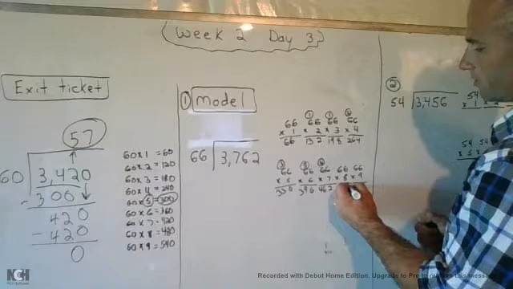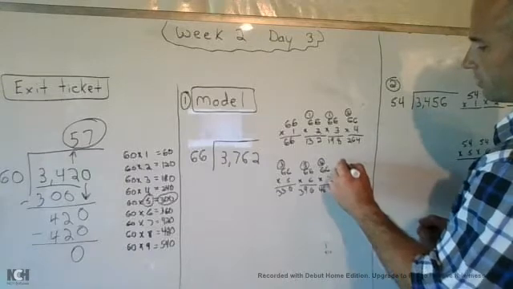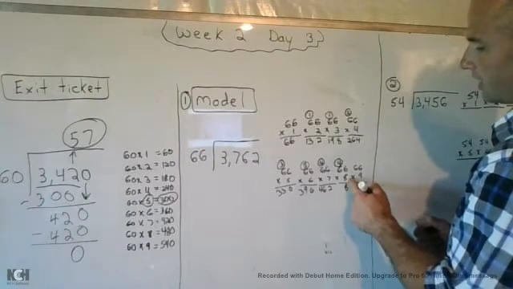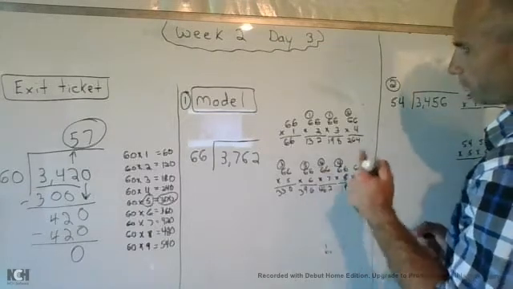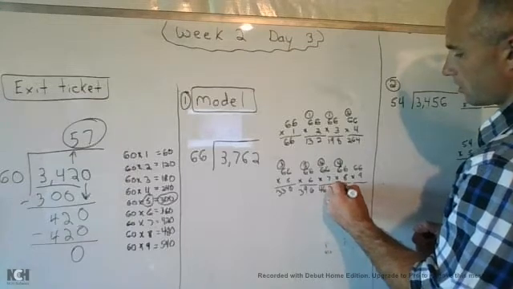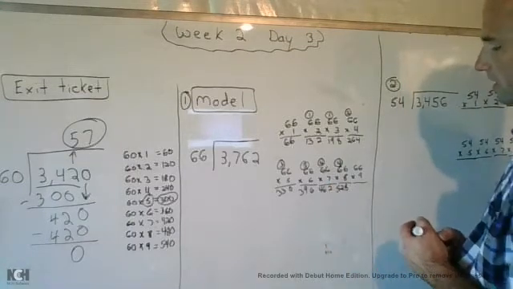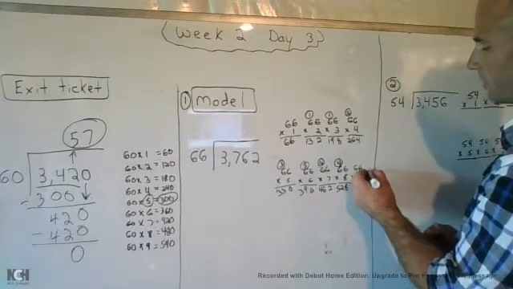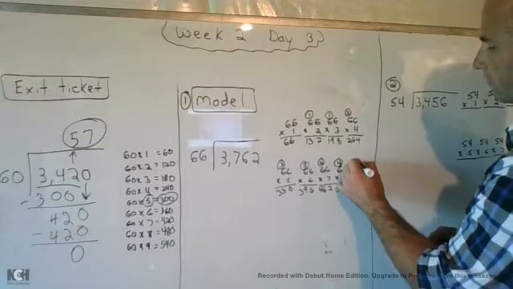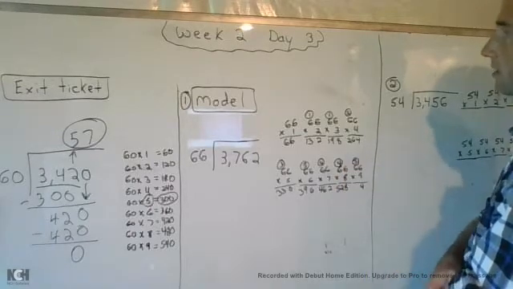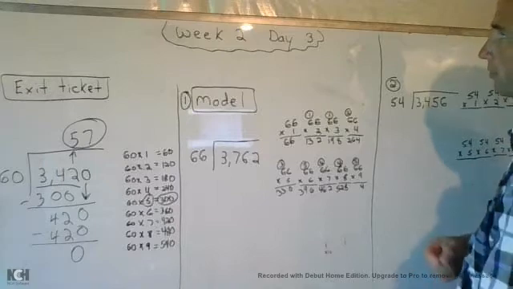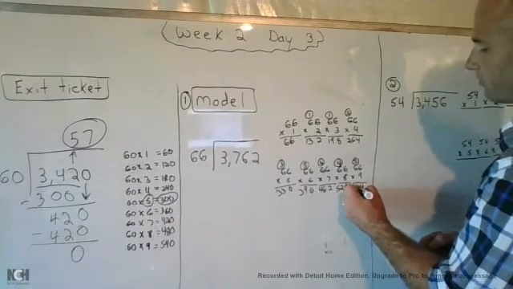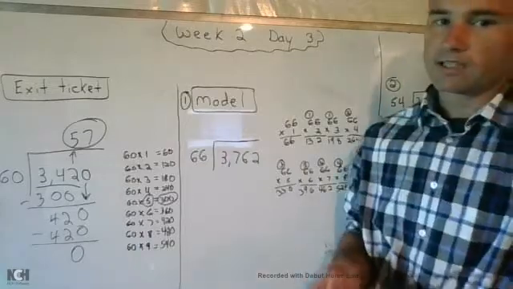66 times 8 equals, I'm going to say this out loud, 6 times 8 equals 48. And then 8 times 6 equals 48 plus 4 equals 52. Gives you 528. 66 times 9 equals 6 times 9 equals 54. Carry 5 of 54. 6 times 9 equals 54, plus 5 more, 594. Okay, so I've done my 66 times tables.